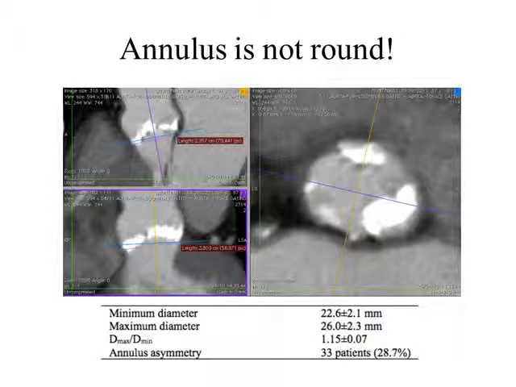One of the most important things to remember, of course, is that the aortic annulus is not round, but has a minimum and a maximum diameter that is very important to assess in the prosthesis decision-making. We assess the annulus asymmetry through the ratio between the maximum and minimum diameter, and we define an important annulus asymmetry for ratio values above 1.2, which were found in about one-third of all our patients.